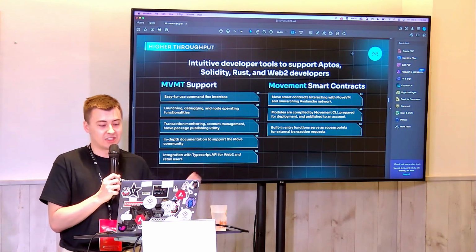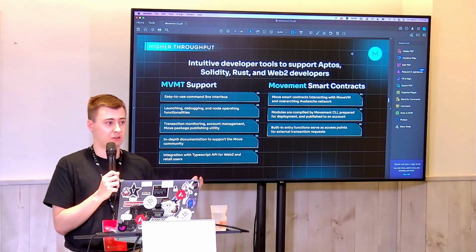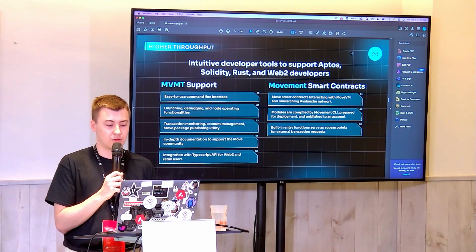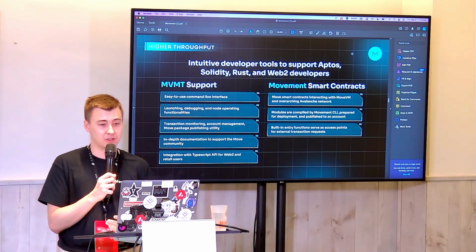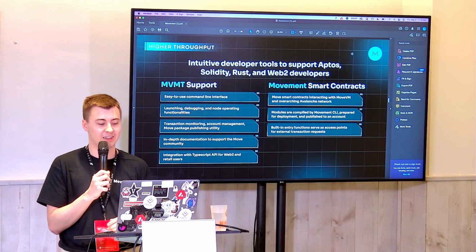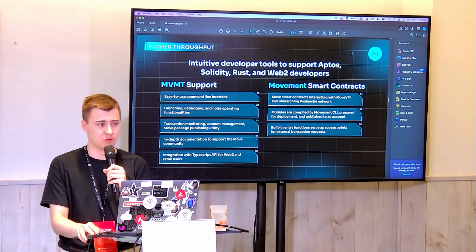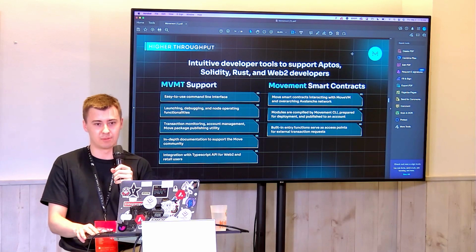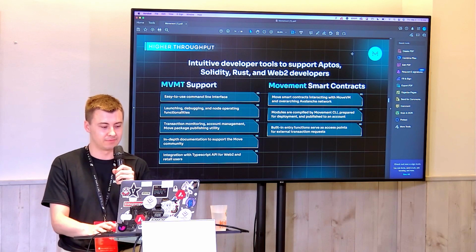So in addition to having higher throughput and bringing novel parallel processing to Avalanche, we're also bringing intuitive developer tools to support our builders, such as documentation, such as integrations, like an easy CLI, as well as making it simple for Move builders to access interoperability and communicate back with the Avalanche primary chain.